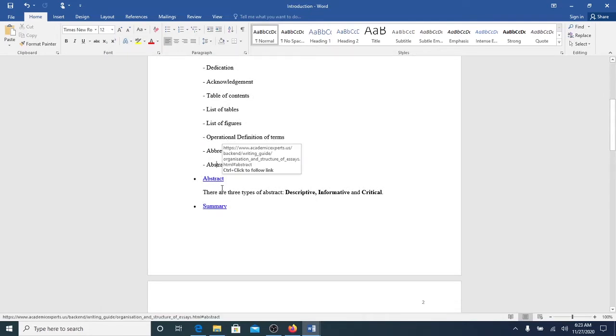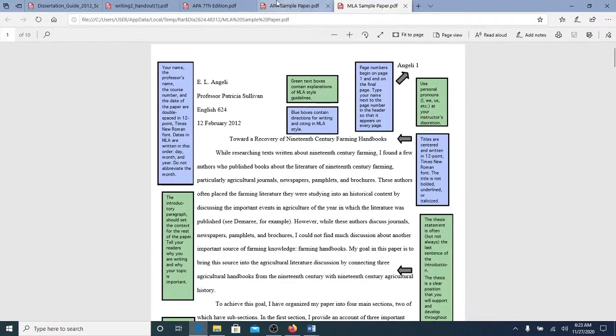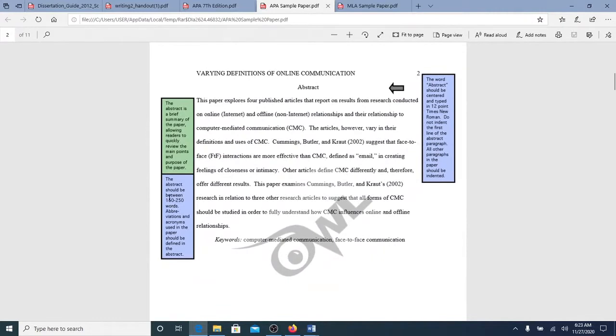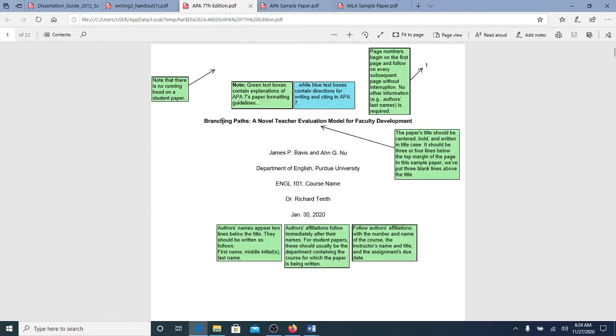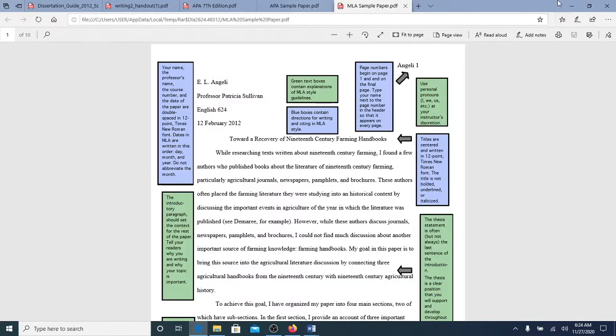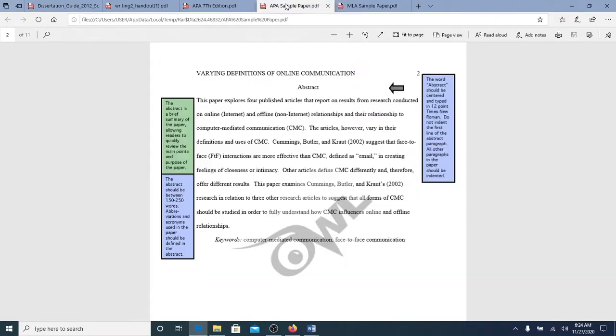An abstract is just a summary of what the paper is going to talk about. Usually an abstract has between 150 to 250 words. So an abstract is just a short summary of 150 to 250 words that tells what the paper is going to be about.